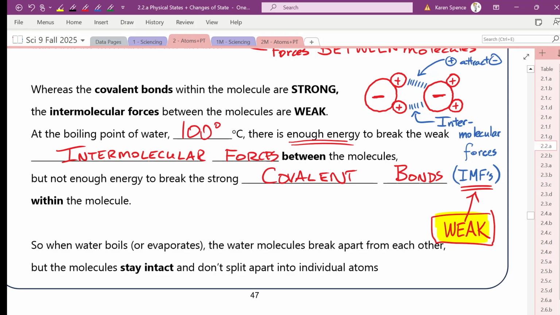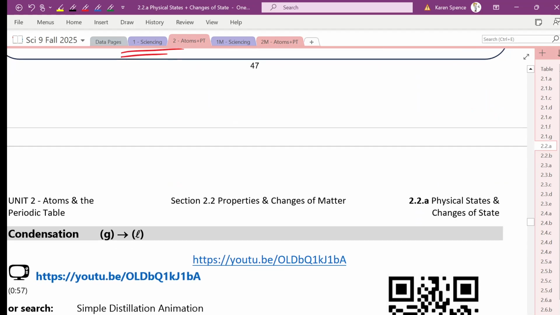So when water boils or evaporates, the water molecules break apart from each other, but the molecules themselves stay intact and they don't split apart into individual atoms. So again, all of that is like enriched stuff, okay? So if you like it, yay. If you don't like it, that doesn't matter.